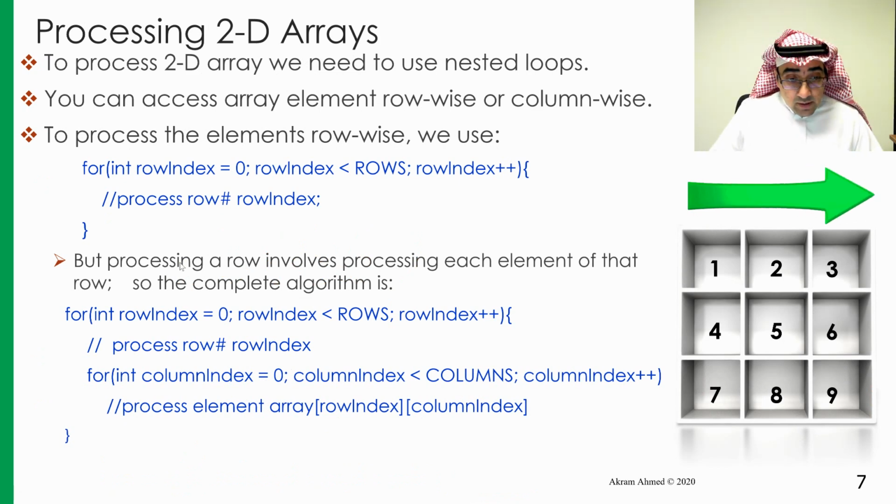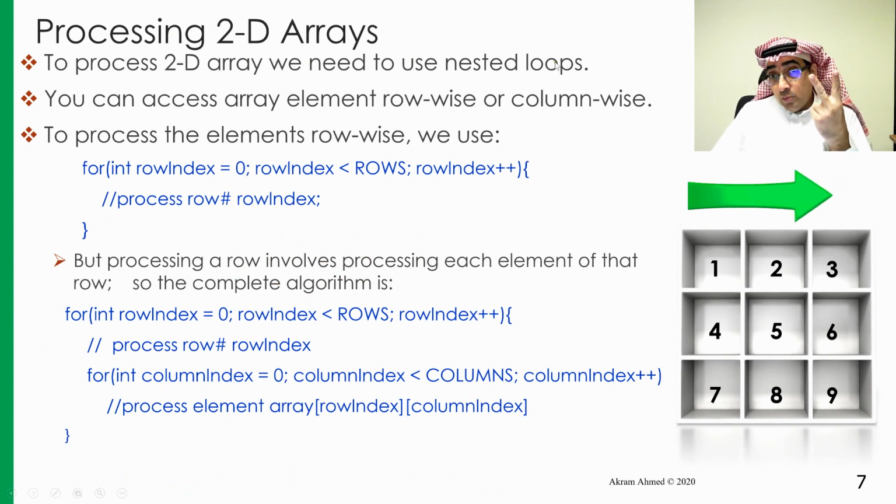So, processing 2D arrays. To process a 2D array, we need to use nested loops. Okay, so in the 1D array we use 1 loop, and in the 2D array we'll have to use 2 loops. Okay, 1 loop for each dimension basically. In 3D arrays we'll have to use 3 loops. In 4D arrays we'll have to use 4 loops. So at each dimension you have to have a loop.